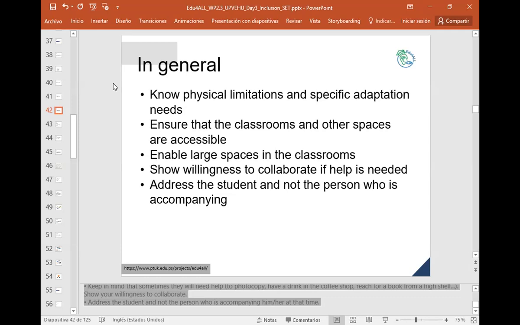Keep in mind that sometimes they will need help to photocopy, have a drink in the coffee shop, reach for a book from a high shelf. Show your willingness to collaborate. Address the student and not the person who is accompanying him/her at that time. Very important.